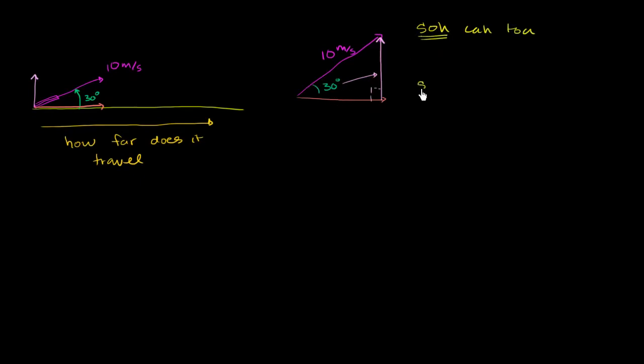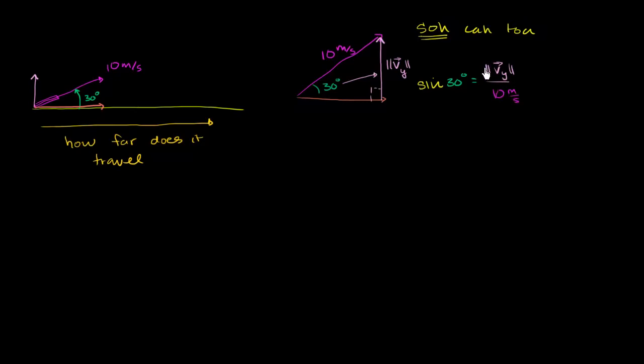So we know that the sine of 30 degrees is going to be equal to the magnitude of our vertical component. So this is the magnitude of velocity in the y direction. That's the vertical direction. Y is the upwards direction. It is equal to the magnitude of our velocity in the y direction divided by the magnitude of the hypotenuse, or the magnitude of our original vector, 10 meters per second.